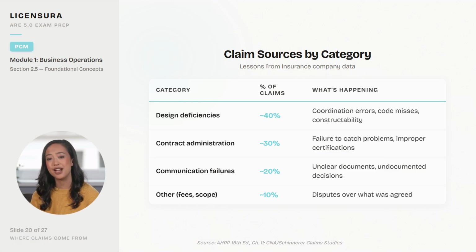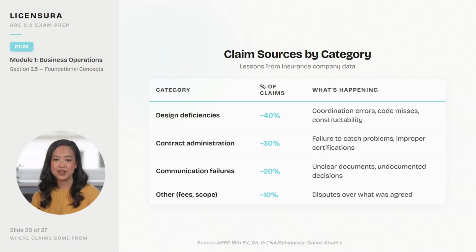About 40% of claims come from design deficiencies. And we're not talking about bold creative choices gone wrong. We're talking about coordination errors, missed code requirements, and constructability problems. 30% come from contract administration, failing to catch problems during construction, making improper certifications, not doing enough site visits. 20% are communication failures, unclear documents, decisions that nobody bothered to write down. And the remaining 10% are disputes over fees and scope.